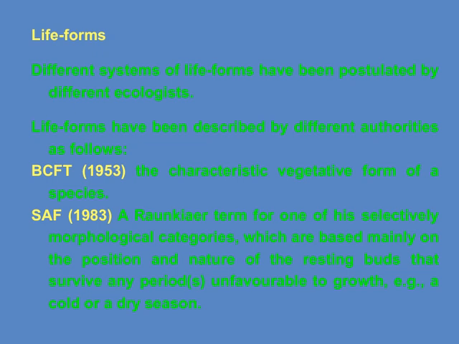Then, there's SAF from 1983, which introduces a slightly different perspective. It's based on the Ronquier system, emphasizing morphological categories, specifically the position and nature of resting buds. These buds are crucial because they survive unfavorable conditions, like cold or dry seasons, and help the plant regrow when conditions improve. So, in essence, both systems aim to classify plants based on their form and survival strategies, which is very relevant to understanding how different life forms adapt to their environments. This helps us see the big picture of plant ecology and how species are suited to their habitats.